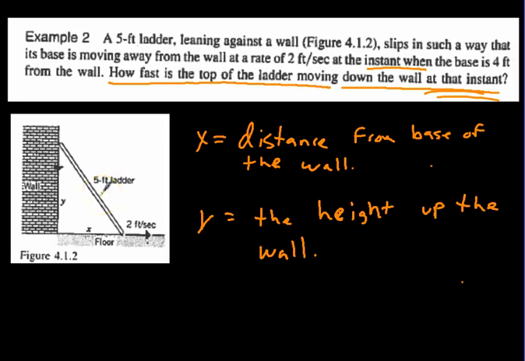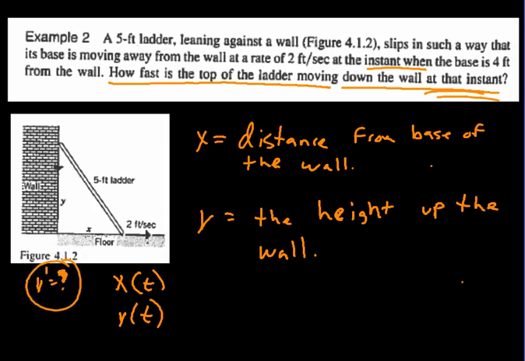All right, let's think about what's changing with time. As time changes, this is changing with time. So x is a function of time. y is changing with time, so y is a function of time. It says how fast is the top of the ladder moving down the wall. So ultimately we're looking for y prime. y prime is what we want to know.